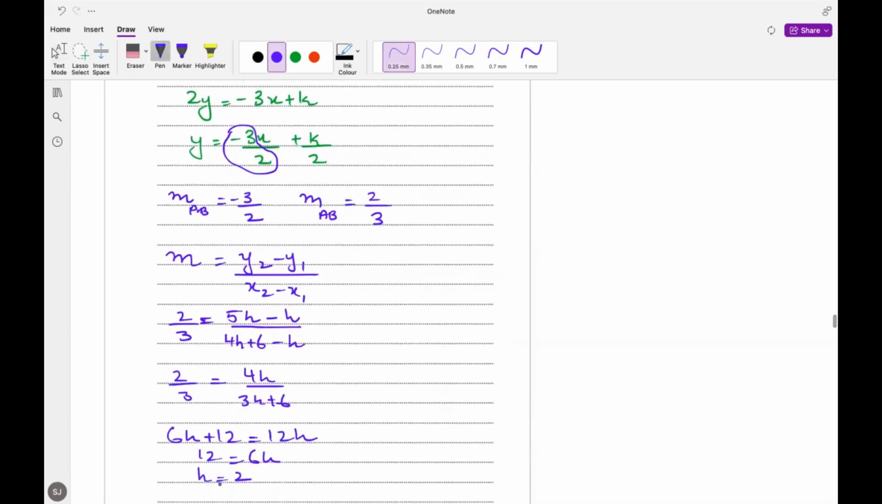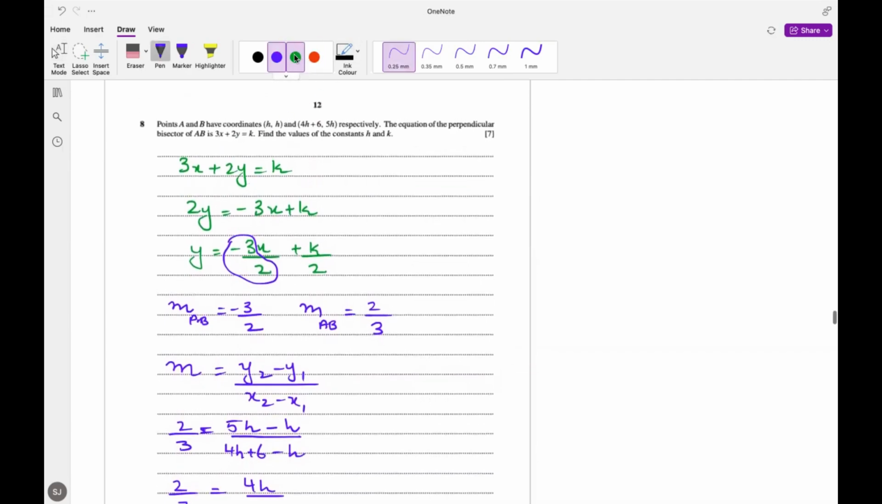Now we can substitute the value of h in the coordinates. So the A coordinates will be (2, 2), and for the B coordinates, 4h plus 6 will be 4 times 2, 8 plus 6, 14, and 5h will be 10.